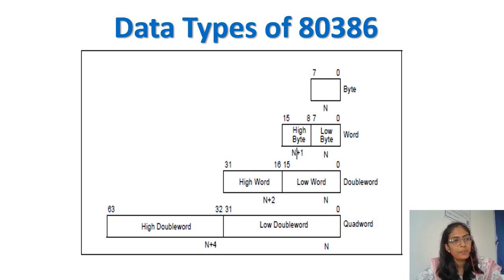Then pointers and addresses: 32-bit pointers for addressing memory in both segmented and flat models. Also, the last data type is string. It's a sequence of bytes representing text or data manipulated with specific instructions.